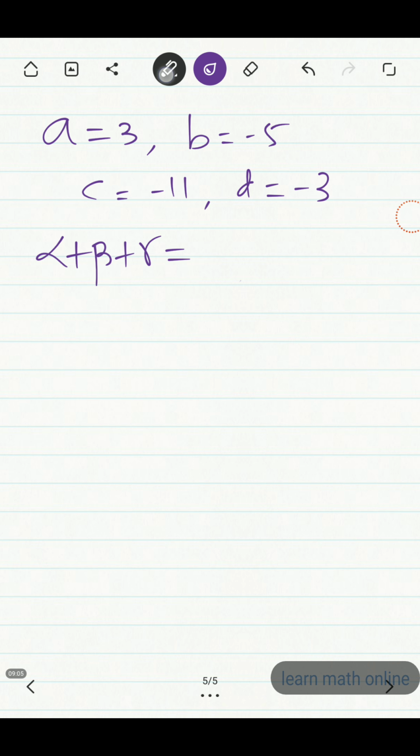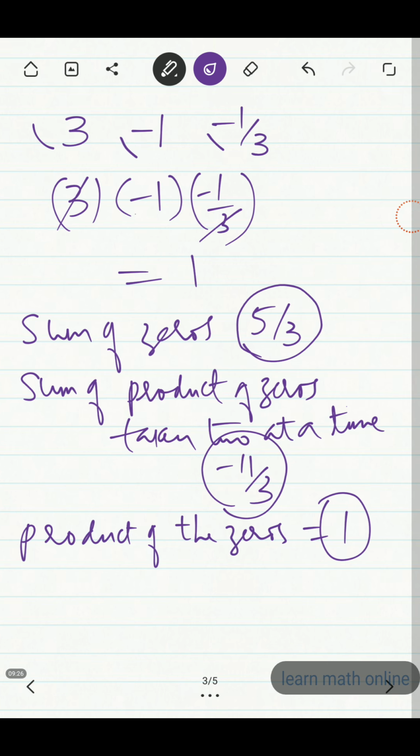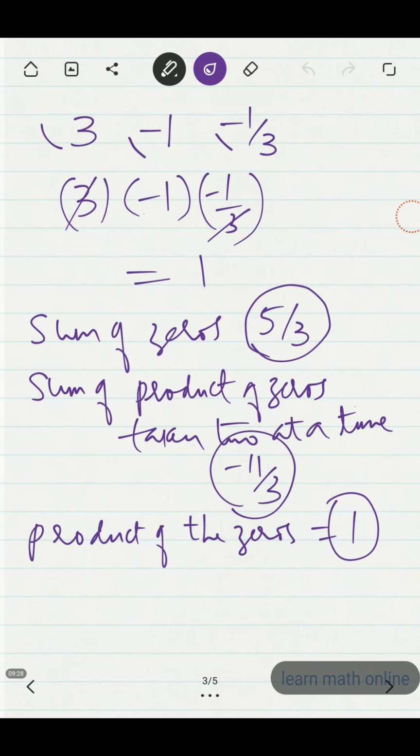It is minus b by a. So this will be minus of minus 5, because b value is minus 5, divided by 3. So this will give us 5 by 3. So the sum of the three zeros is 5 by 3. That's what we got here, isn't it? Let us go back and check that. See, the sum of the zeros was 5 by 3.